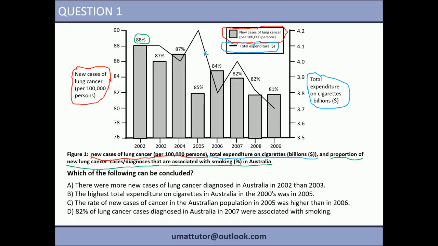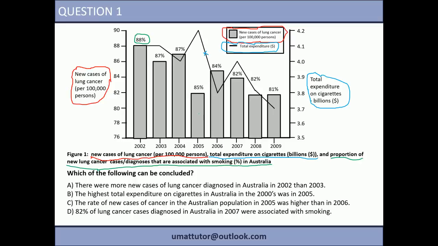Option C, the rate of new cases of cancer in 2005 was higher than in 2006. So again, we're looking at the bar graph. We can see here, it looks as though 06 was actually higher than 05, which is why that one's wrong.